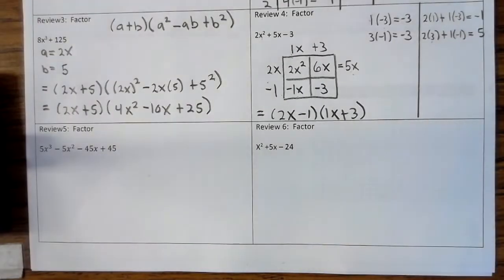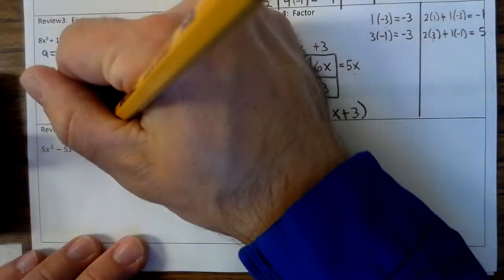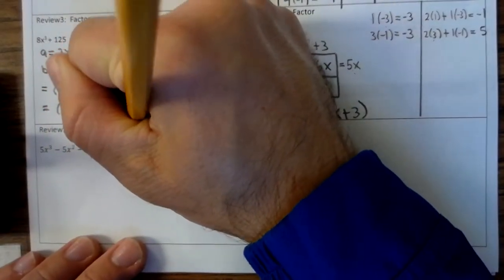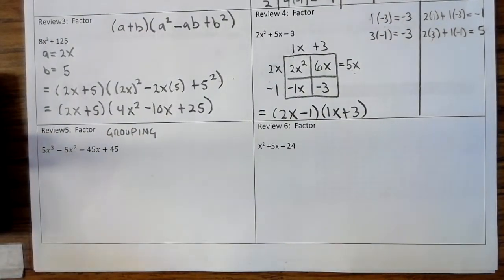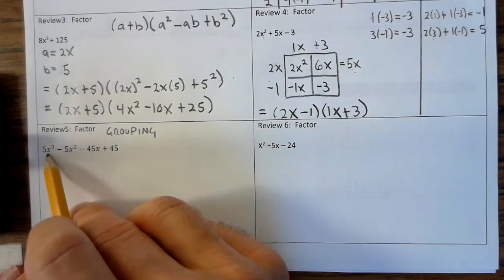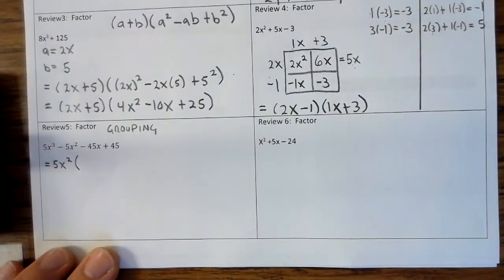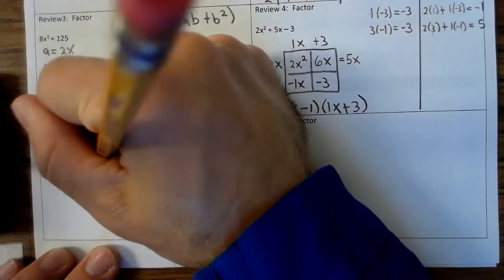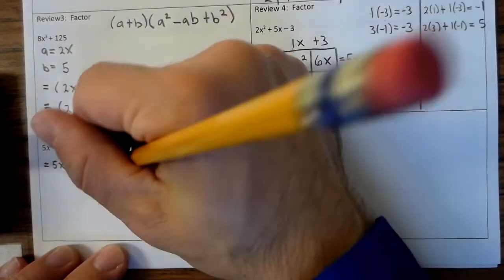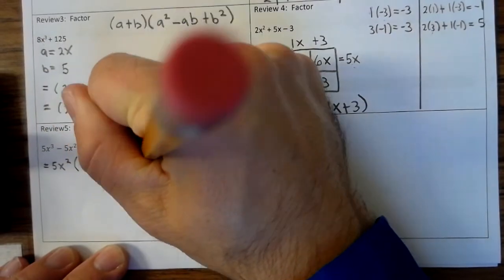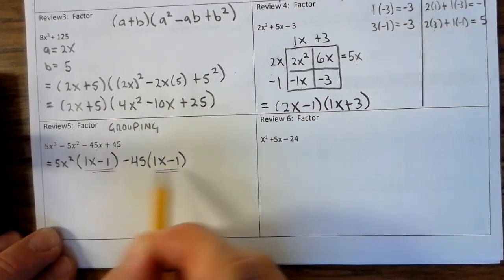All right, review number 5. Okay. I see 4 terms, so I think automatically factor by grouping. All right, so now it looks like we can factor out 5x squared from both terms, which leaves 1x minus 1. And it looks like we can factor out a -45 from both terms, which leaves 1x minus 1. These are the same, so we group them together.